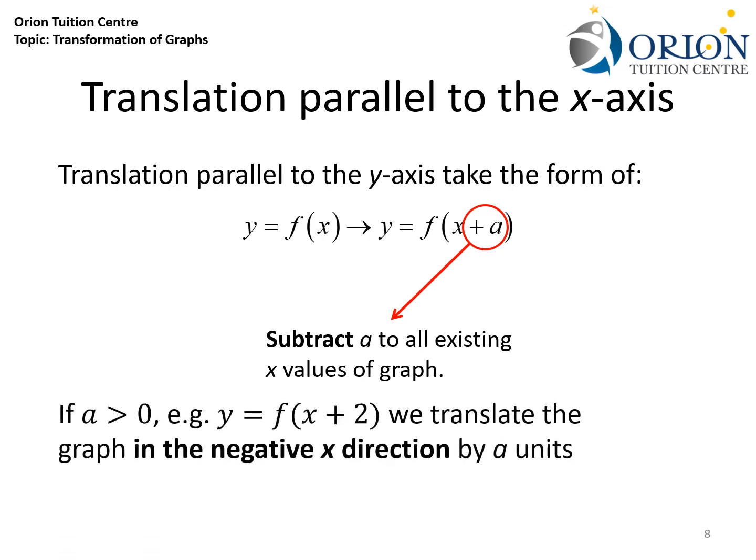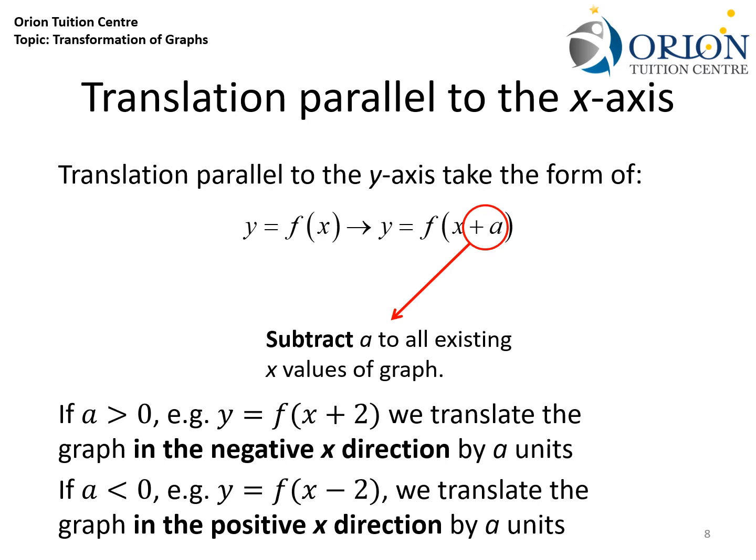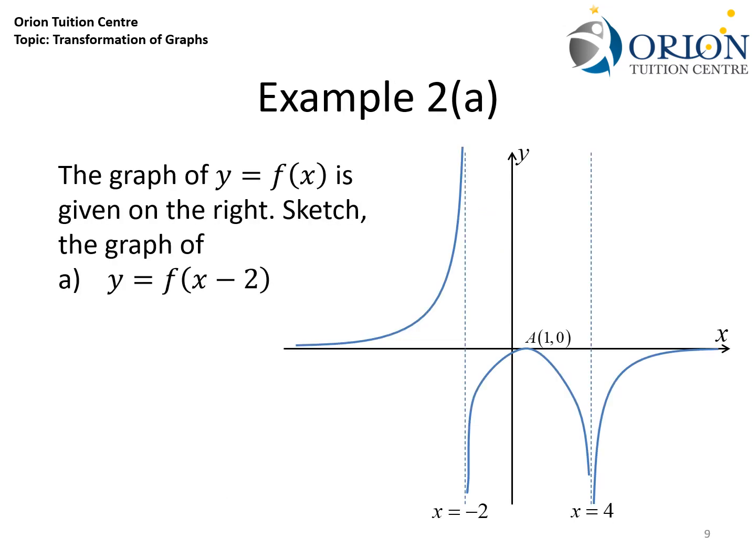If we have a positive value of a, we will translate the graph in the negative x direction, and if we have a negative value of a, we will translate the graph in the positive x direction. In example 2a, we are asked to sketch the graph of y equals f(x minus 2). This is a translation in the positive x direction by 2 units.